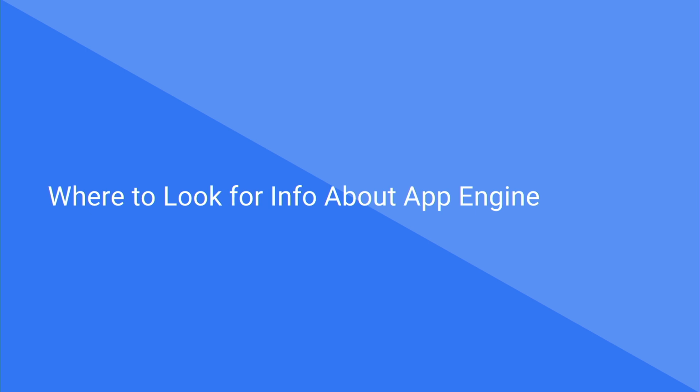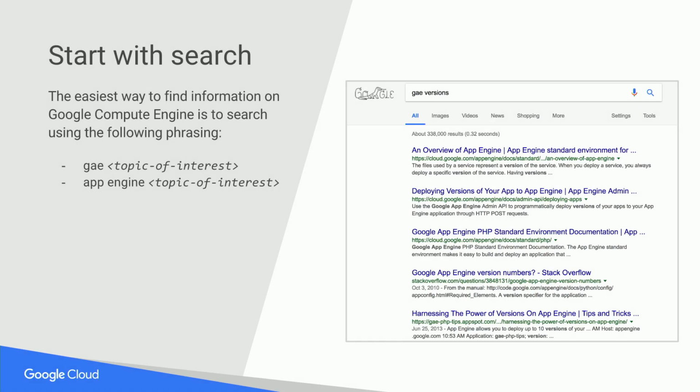So let's say you leave the session today, and as you're working with App Engine, you have questions or you need a little bit of guidance on how to do specific things. Where do you look? So you start with search, Google preferably. And you can search for GAE, short for Google App Engine, and your topic of interest. So for instance, here we've got GAE versions, and the first link is a link to App Engine standard environment, and then you've got the ability to do deploying versions and so forth.